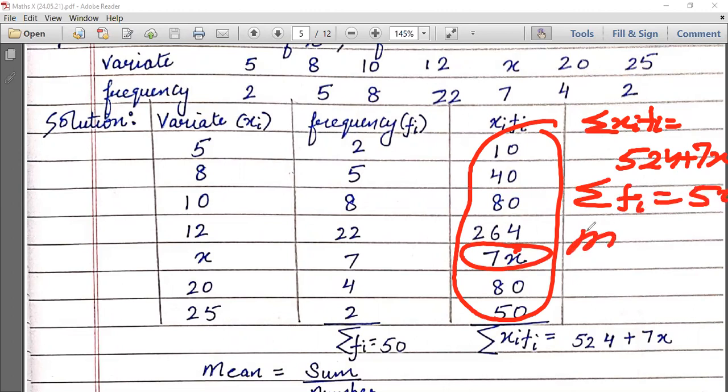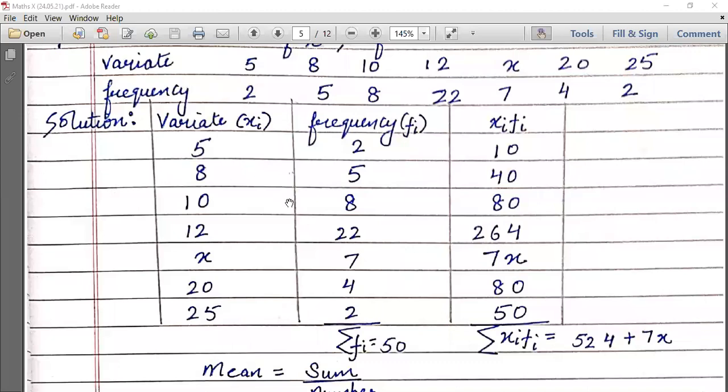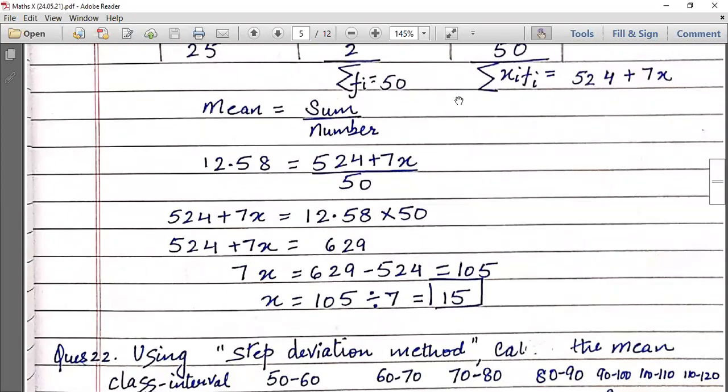Okay. So children, you can find the mean by using the formula: sum of all the observations divided by number of observations. And here the mean is already given to you. So you can equate in the formula, that is 12.58 is equal to 524 plus 7x upon 50. So after cross multiplication and simplification, your value of x is 15. x is equal to 105 divided by 7, that is equal to 15. Okay children, is it clear?